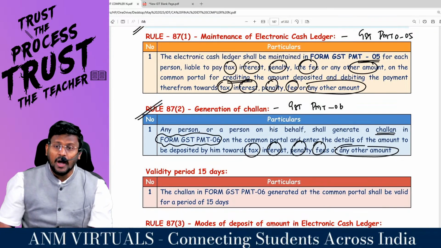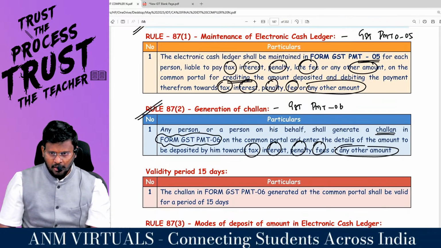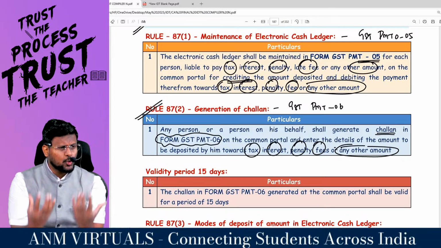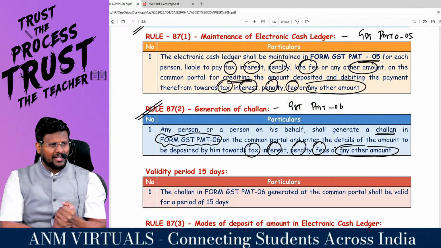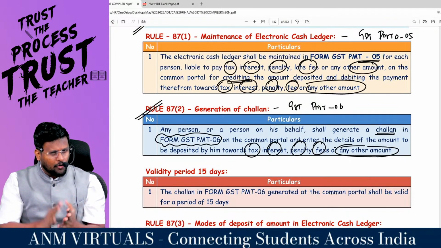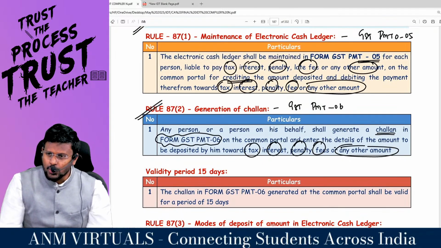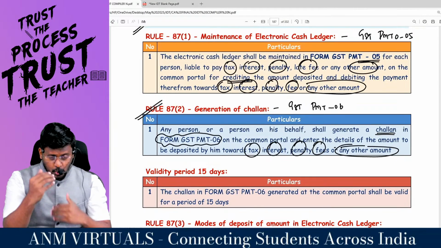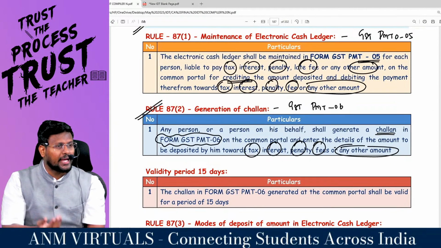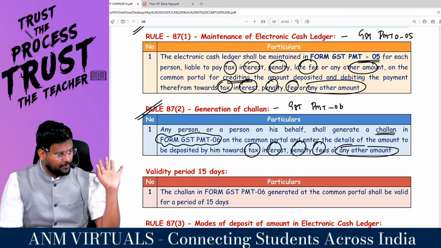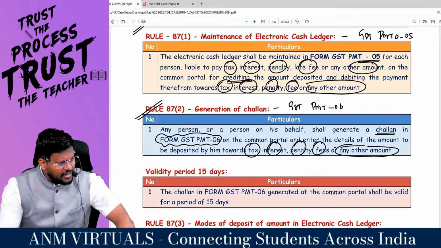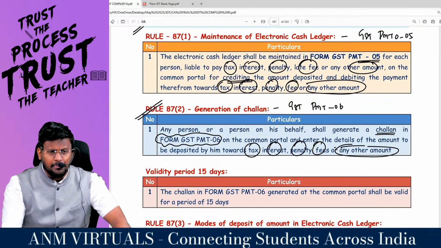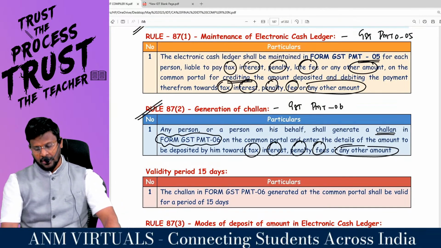Then before that, you have to fill a challan. How many rupees you are going to deposit, and towards what you are going to deposit, whether it is for tax, interest or penalty or fees or any other amount. Once you create the challan, then only you can deposit that much money in your ledger. That is generation of challan. So that challan will be generated in form number GST PMT 06.